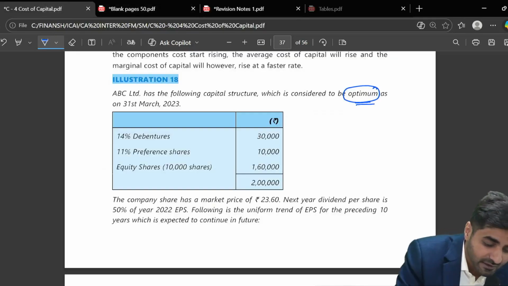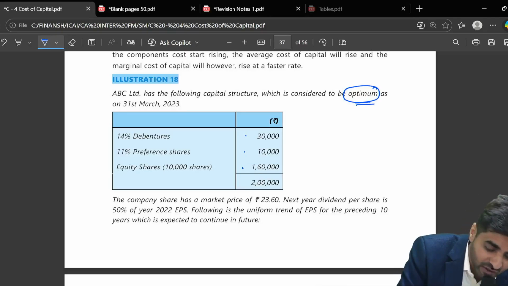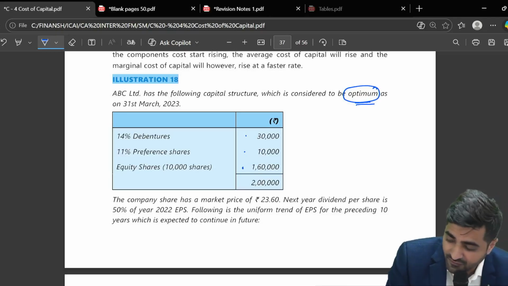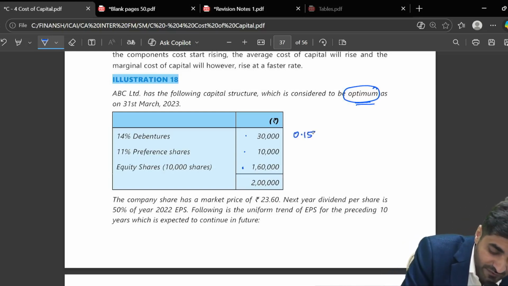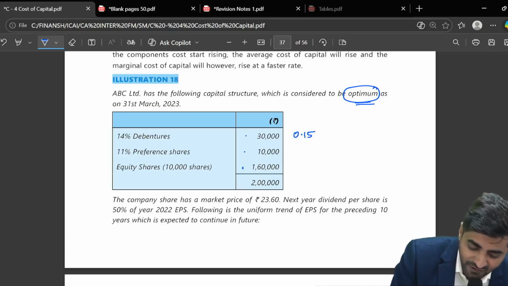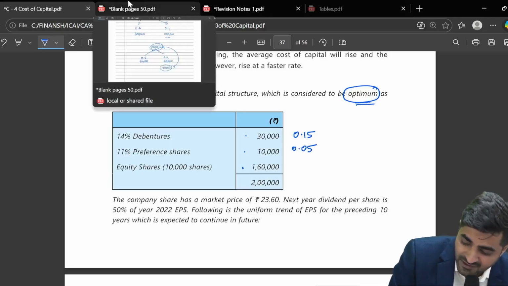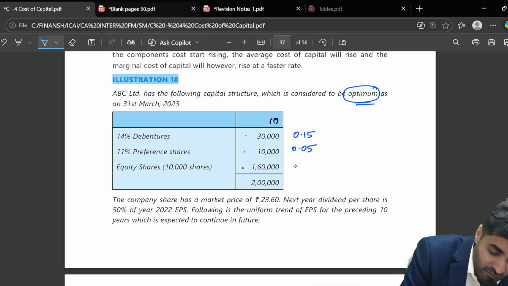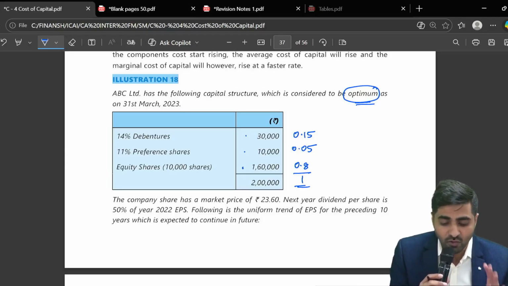Read the question. ABC has the following structure, in which there is 14% debt, 11% preference shares, and equity shares. They have told you the optimum capital structure. Can you give me the percentage of debt? If I take 30,000 and divide that by 2 lakhs, can I say my debt will be 0.15? If I take 10,000 and divide that by 2 lakhs, this is 0.05. If I take 1,60,000 and divide that by 2 lakhs, this is 0.8. So can I say the total is going to be 1?